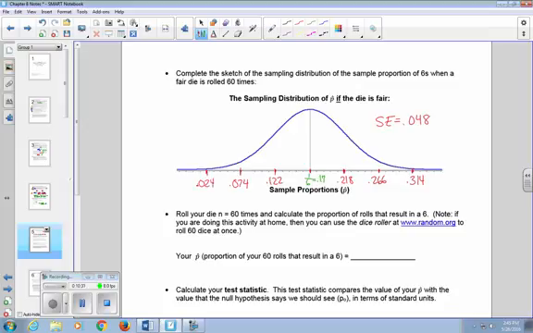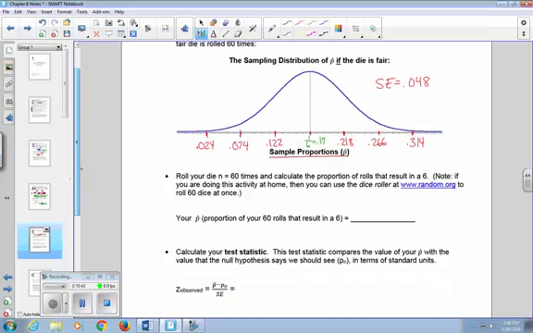Keep in mind that the horizontal axis is showing us potential values of our sample proportion, or what proportion of 6s we might get if our die is fair. And so next part of this, we're going to roll a die 60 times and calculate the proportion of rolls that result in a 6. If you're doing this activity at home, you can use the dice roller at www.random.org to roll 60 dice at once. Or if you have a die lying around, try rolling it 60 times, see what you get.